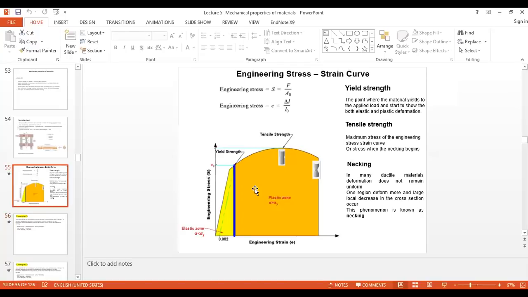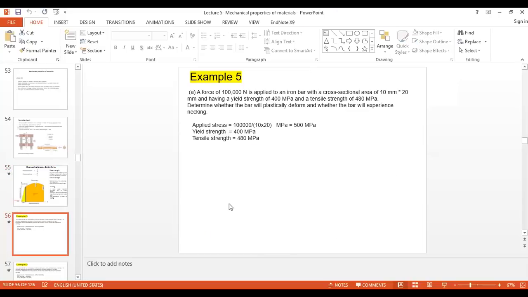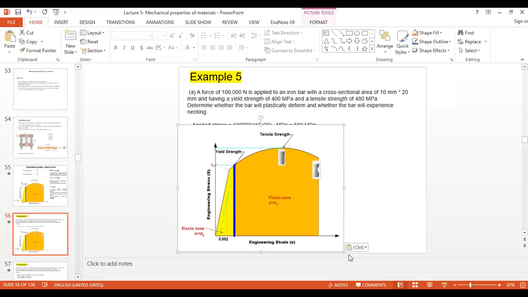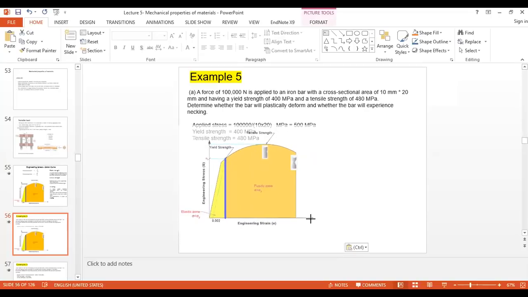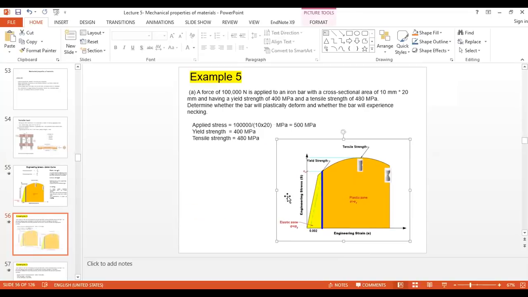If you need, I can put the graph here for you to check.